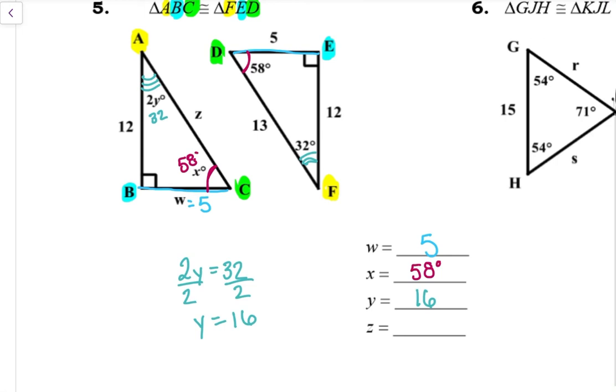And the last one I have to find is Z. Z is on the side that's between A and C, so green and yellow, which is this side right here, which is 13. So if that one's 13, this one has to also be 13. So Z is 13.